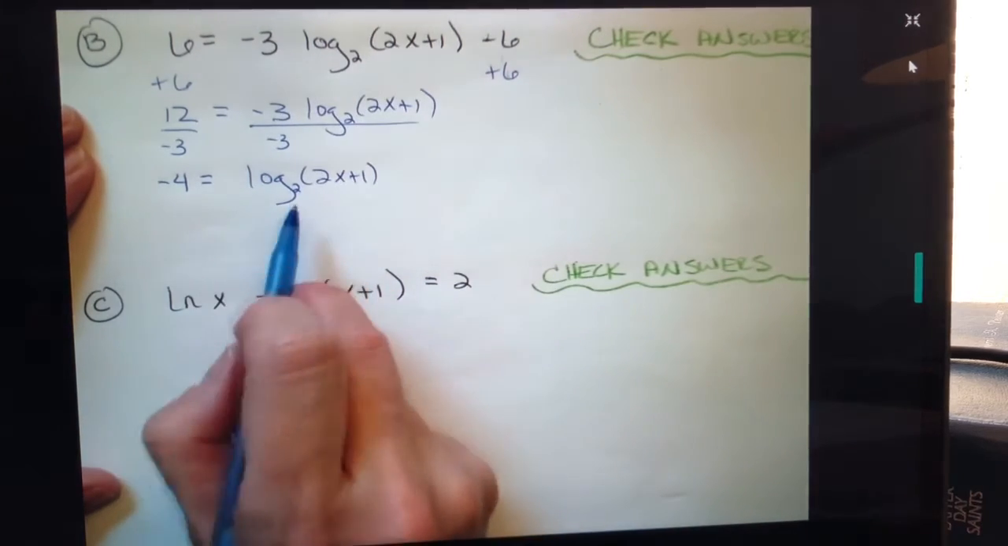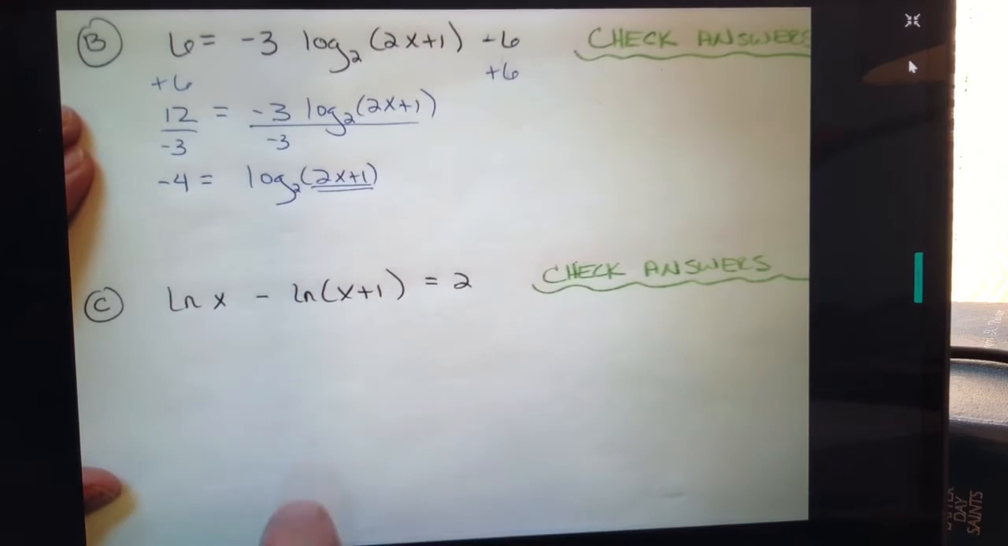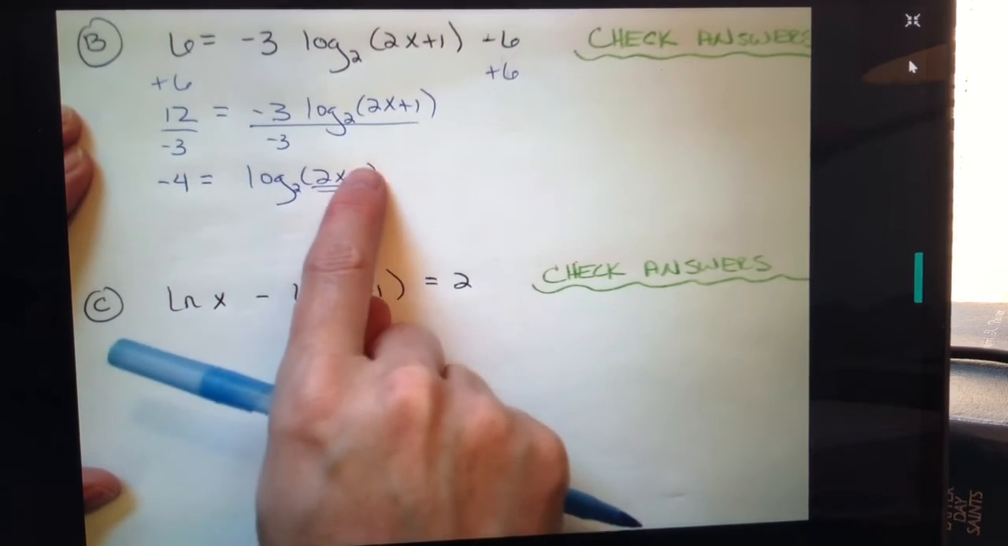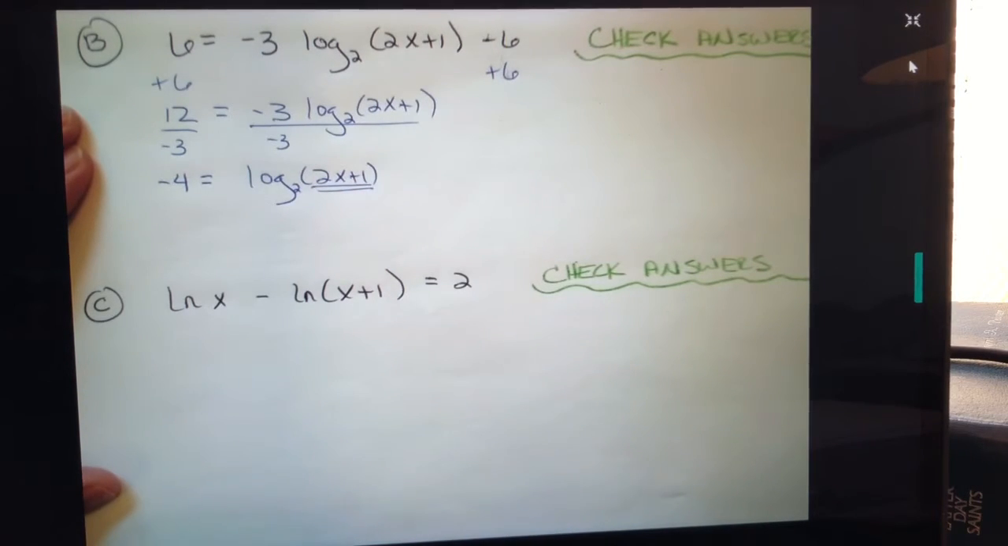Okay, so if we recall how to do that, this is the argument. The reason we do this is that variable I'm trying to hunt down, I'm trying to solve for that x, I will not figure out what that variable is if it's stuck inside of a log. I need to get it out.